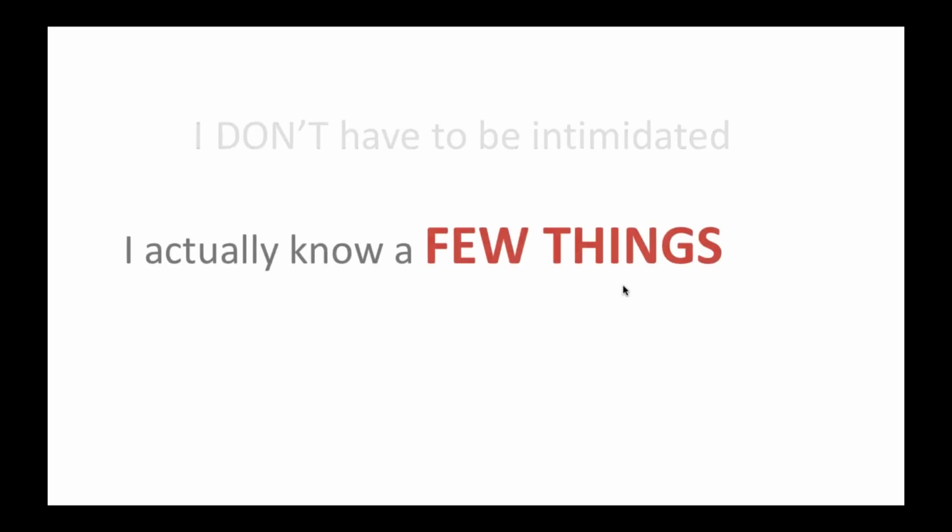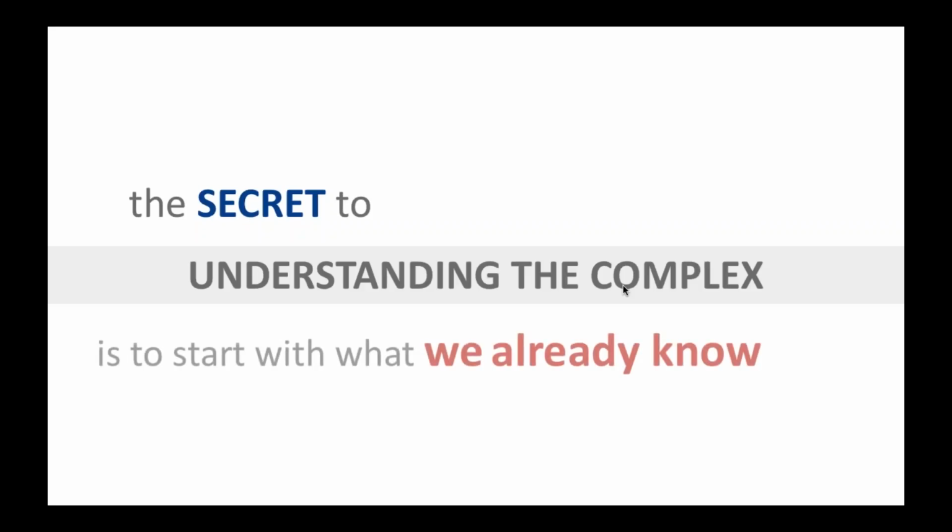Driving in London means I know how to take the skills that I've learned driving in North America, where I started learning how to drive, and take them as a starting point for learning how to drive on the other side of the road. And it's practically the same thing. This is something that I've realized: it's the secret to understanding the complex, whether it's driving on the other side of the road or learning Windows Server Failover Clustering. The secret to understanding the complex is to start with what we already know.